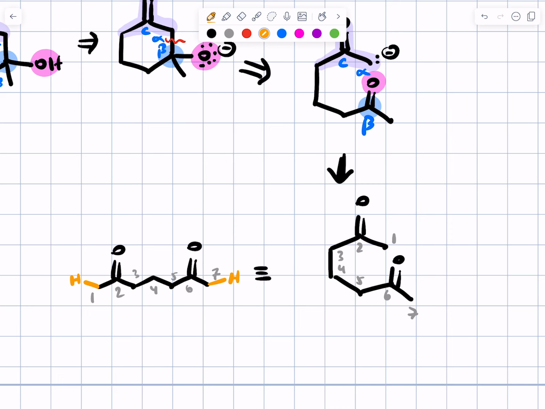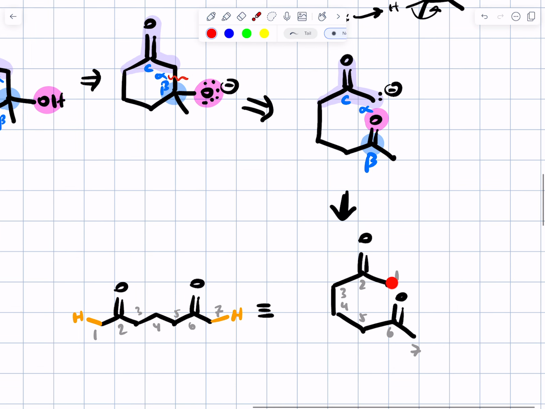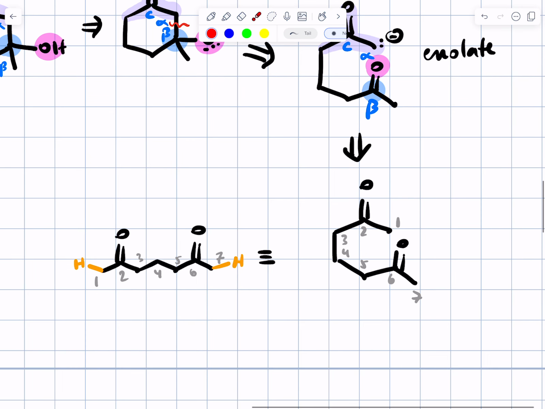Yeah? Do we have anything apart from the alpha carbon here? No, because I was showing you the starting material. This is the enolate where we already have a negative charge on the alpha carbon, and this is the starting material. So that alpha proton has to be removed first before you get to the enolate.